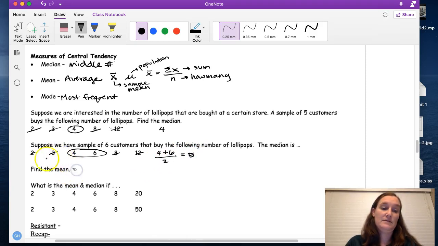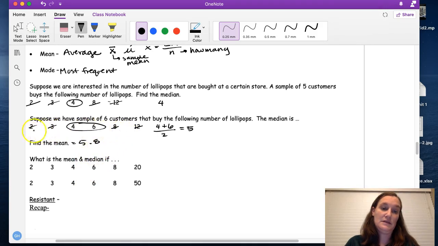If we find the mean of this data, I'm not going to show you that. Just add them up, divide by how many there are. That's 5.8. All right, and so now it says, let's take this sample and let's say that last person that bought 12 lollipops actually buys 20. So we make that last person be quite a bit higher than it was. So what happens to the mean and median?